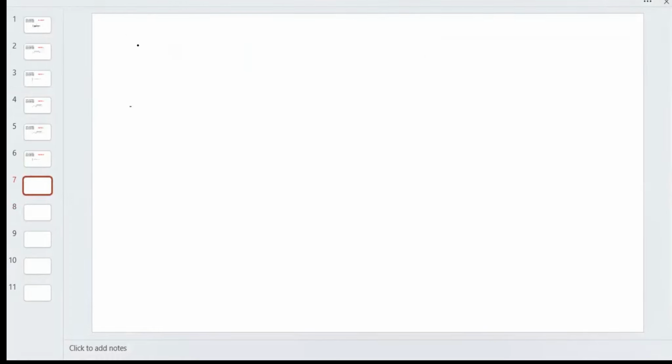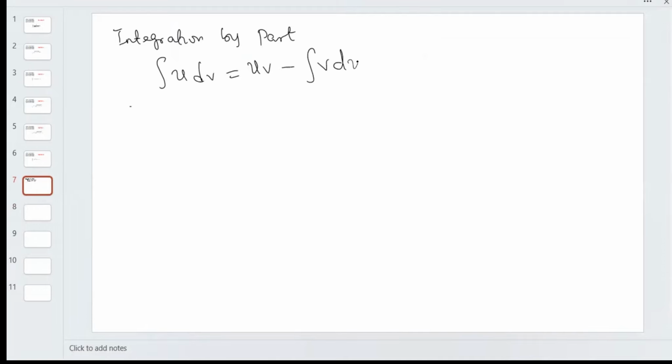So I'll write the formula. Integration by parts: that is, integral of u dv equals uv minus integral of v du. All right. So for the function we are integrating, x exponential x sin x dx, how do we know which one will be our u and which one will be our v?